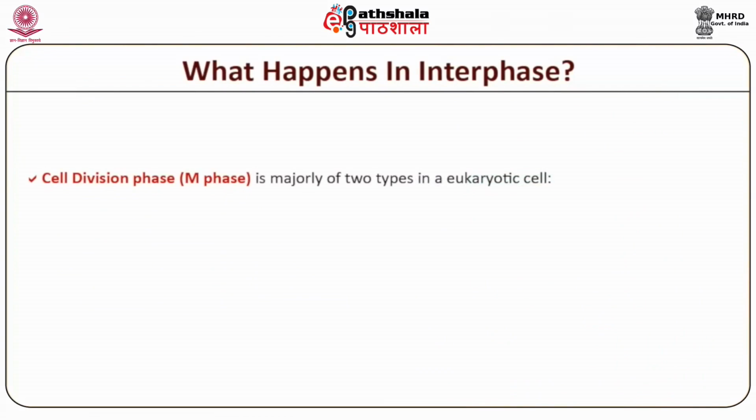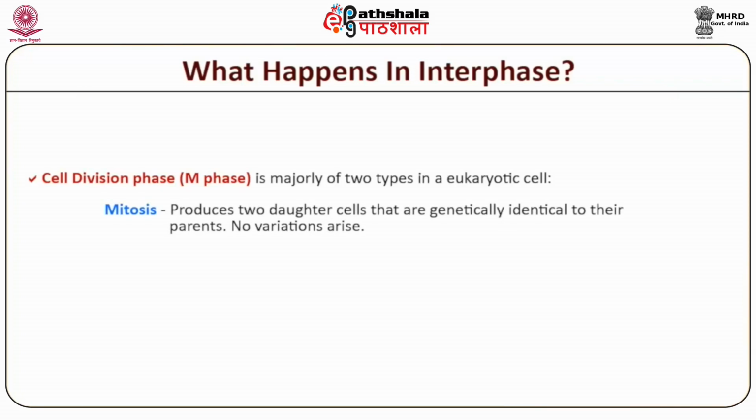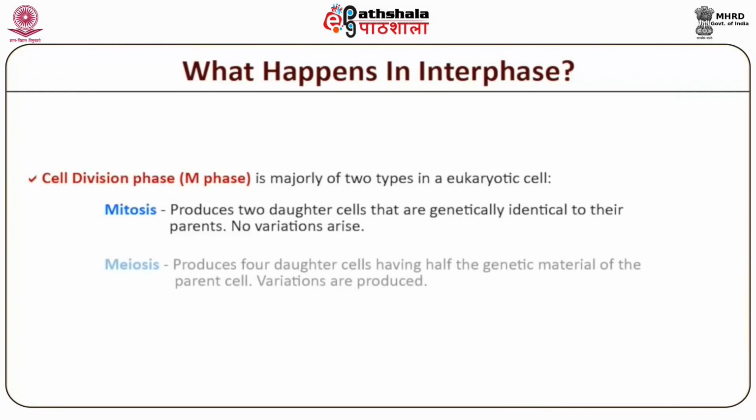In eukaryotic cells, mainly two types of cell division are observed: mitosis and meiosis. In the case of mitosis, two identical daughter cells are produced as a result of cell division. These daughter cells have identical genetic makeup. It rarely produces any variations. But in the case of meiosis, four daughter cells are produced, which are dissimilar to the parent. These daughter cells have half the genetic material of the parent cell. It leads to the generation of variants.